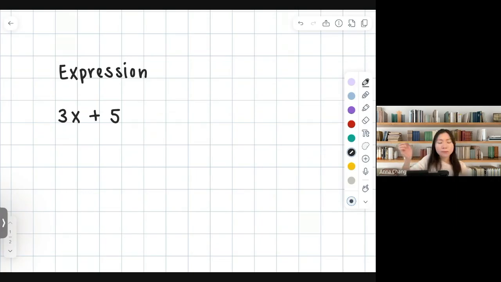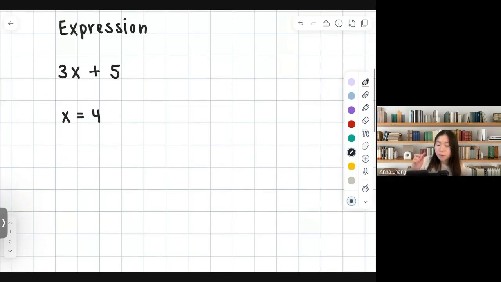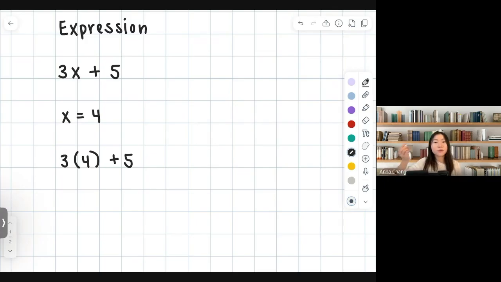So let's go ahead and try that out. Let's say we were told that x is equal to 4. In order to evaluate this expression, we simply substitute the value for the variable. So we're going to replace the x in there with 4. Remember that multiplication can be written in multiple ways. I like to use the parentheses here, but you could also write this as 3 dot operator, 4 plus 5, or even 3 asterisk 4 plus 5.